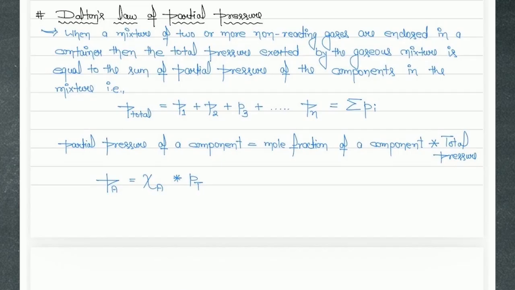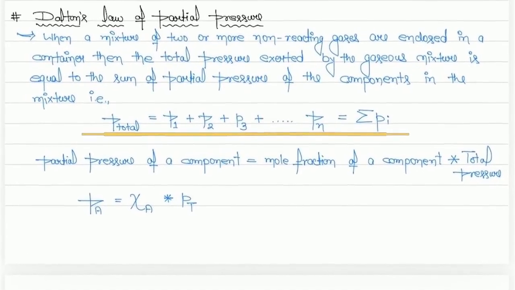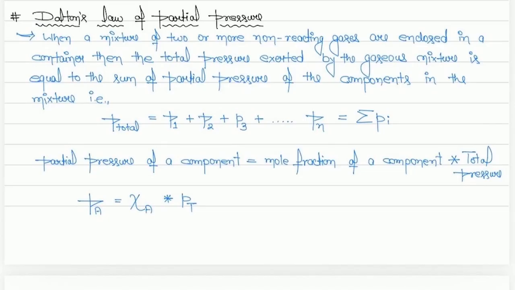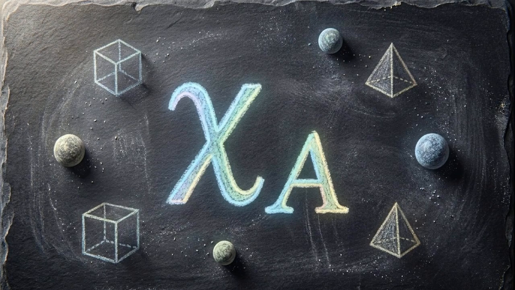We can see the official mathematical breakdown in these handwritten notes. The formula right at the top lays it out. Total pressure, or P total, equals P1 plus P2 plus P3, and so on. To calculate this, we use a variable called the mole fraction, written as chi-A.